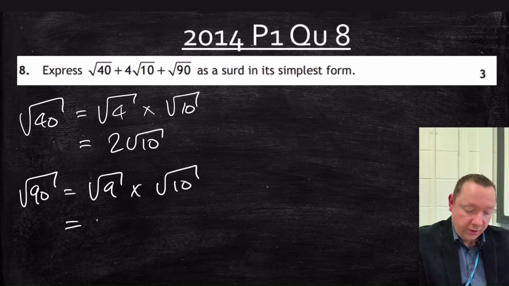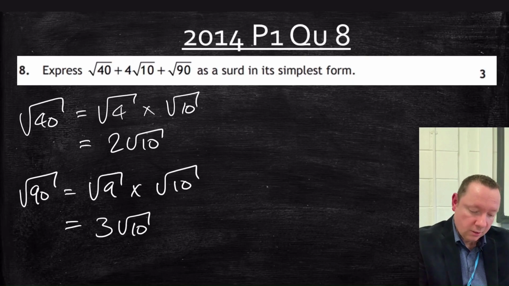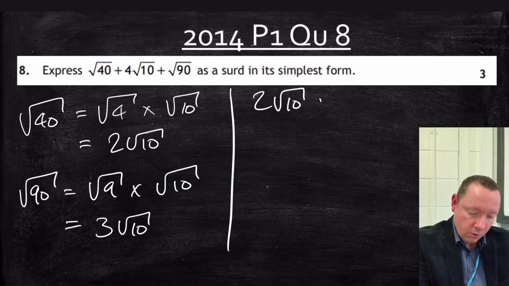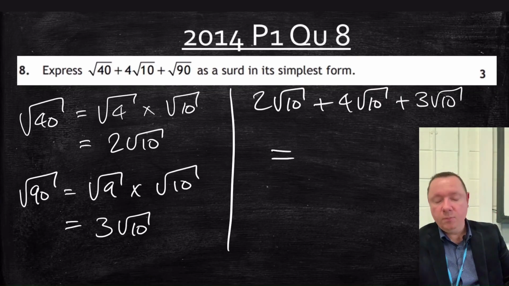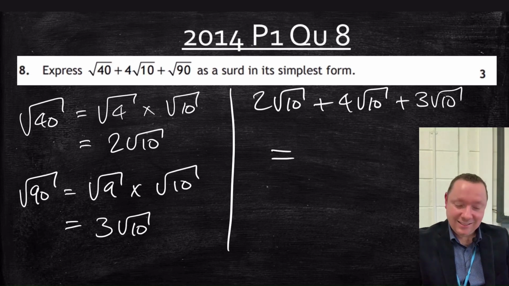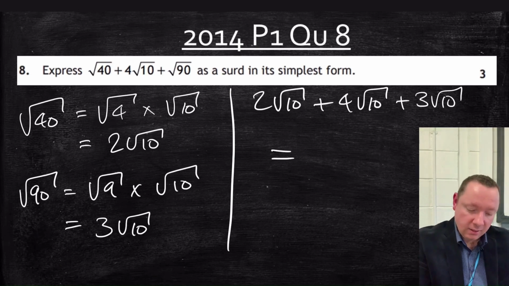Square root of 9 is 3, so that gives us 3 root 10. So our whole sum simplifies into 2 root 10 plus our 4 root 10 that was already there, plus an extra 3 root 10. So adding all of them together, 2 plus 4 is 6, plus another 3 is 9. Our answer is 9 lots of root 10.